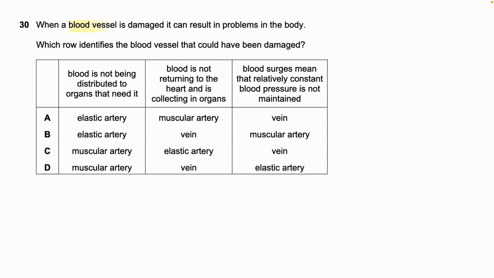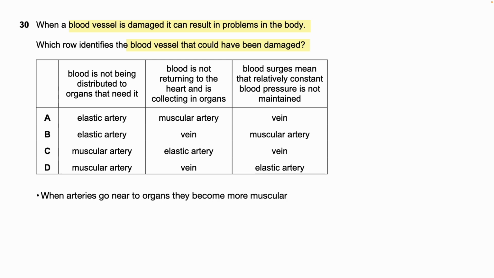Question 30. When a blood vessel is damaged, it can result in problems in the body. Which row identifies the blood vessel that could have been damaged? Blood is not being distributed to organs that need it. Blood is not returning to the heart and is collecting in organs. Blood surges mean that relatively constant blood pressure is not maintained.